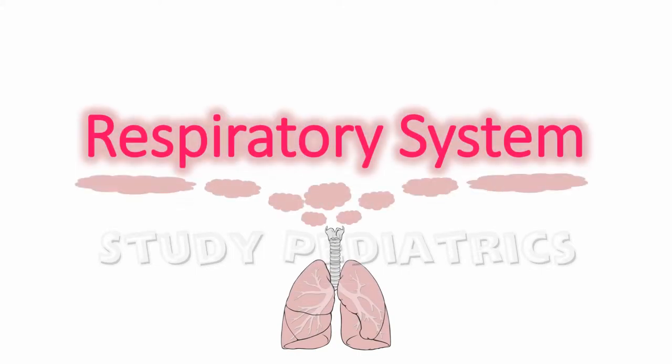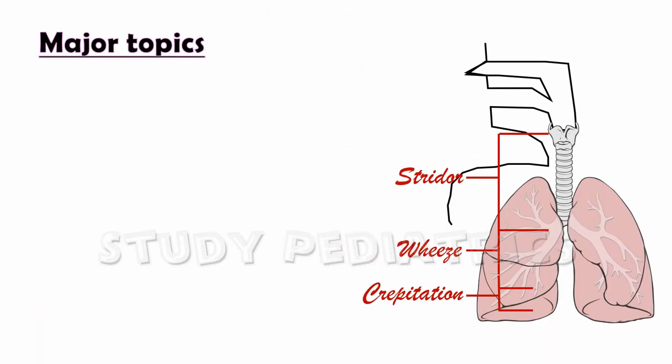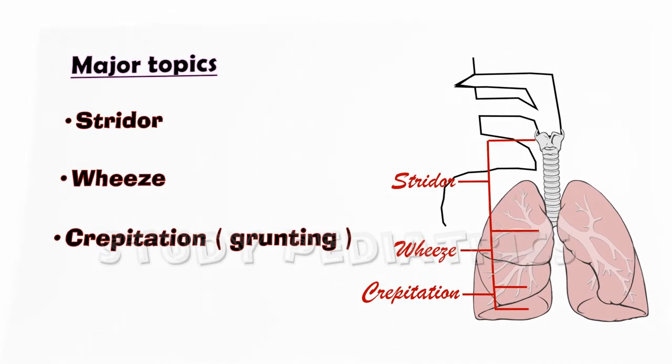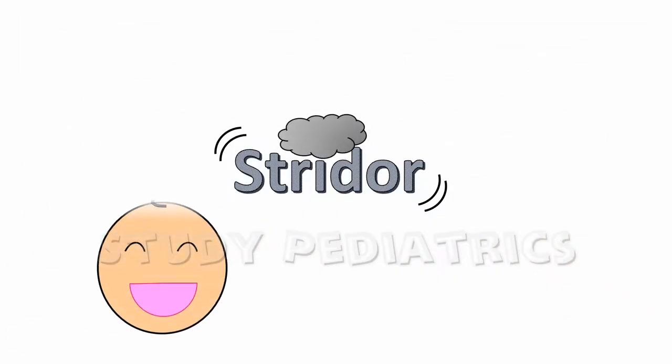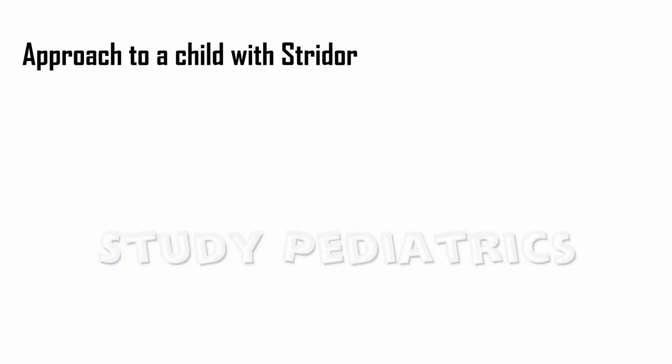Respiratory system. In the respiratory system, the topics we will be covering are stridor, wheeze, crepitation and grunting. Now let's move ahead, coming to our first topic, that is stridor. Let's look into the approach to a child with stridor.